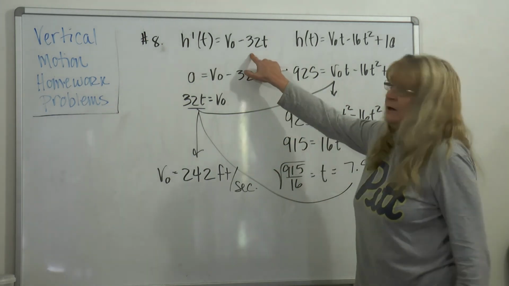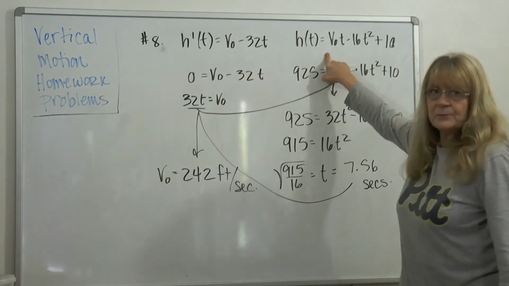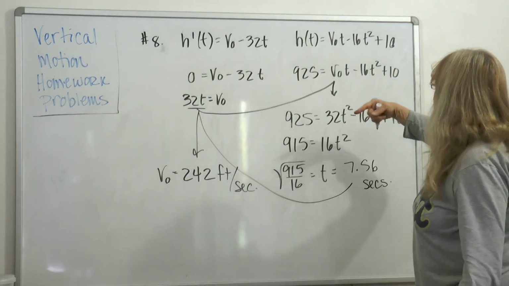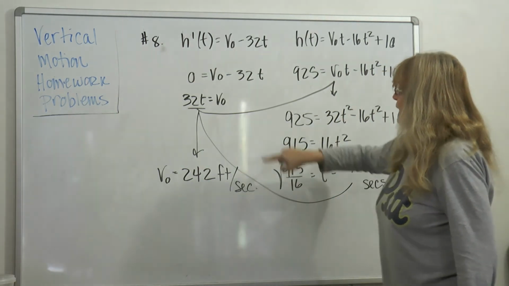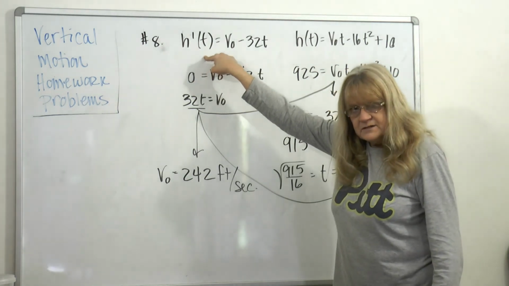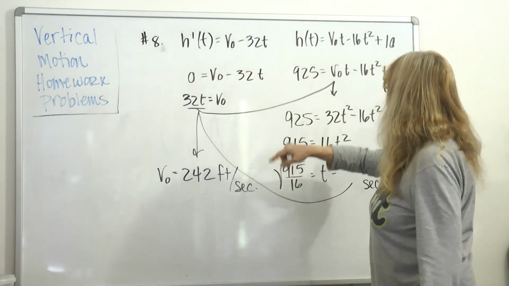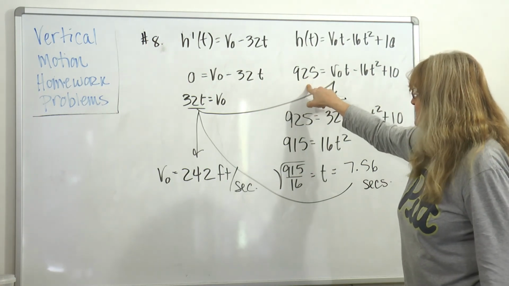Okay, here's our velocity function. Integrate it to get your position function. Here plus c is 10, because we're starting from 10 feet above. I know that when the slope of the tangent line is 0, that's my max height. The problem tells me that maximum height is 925.